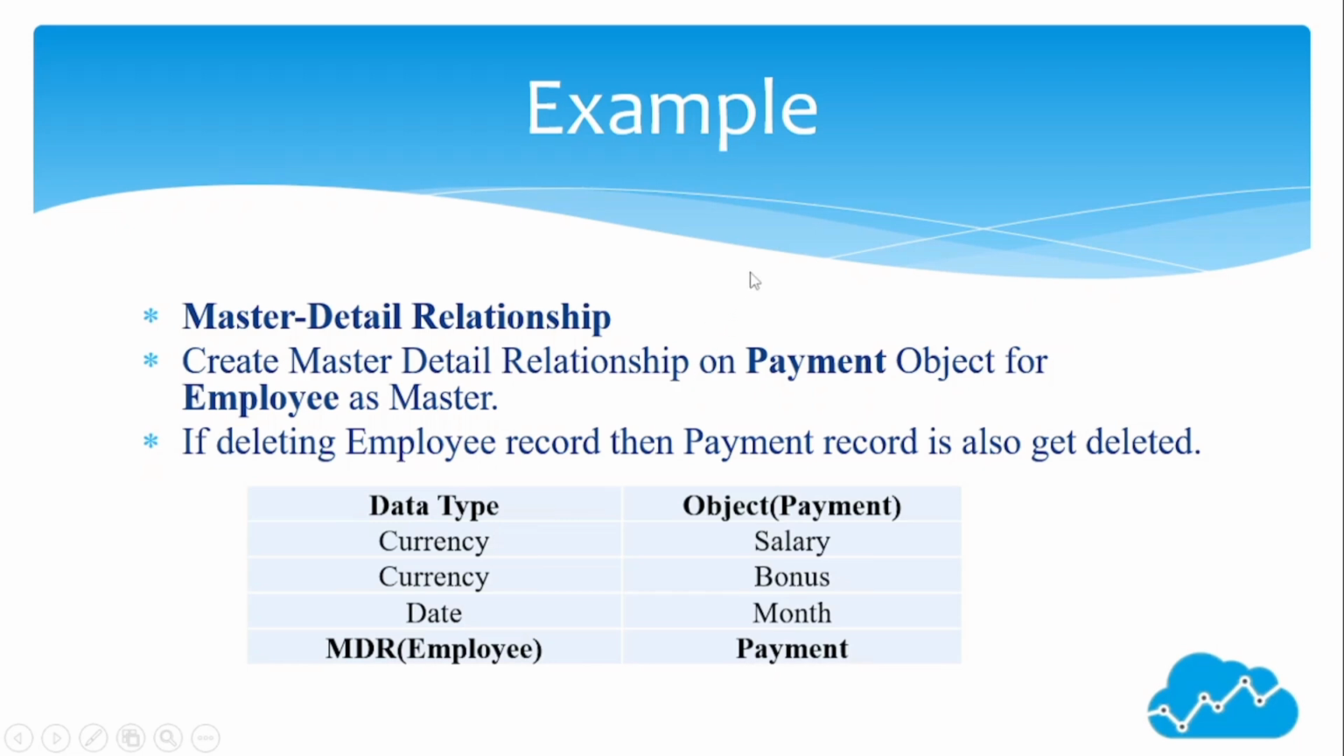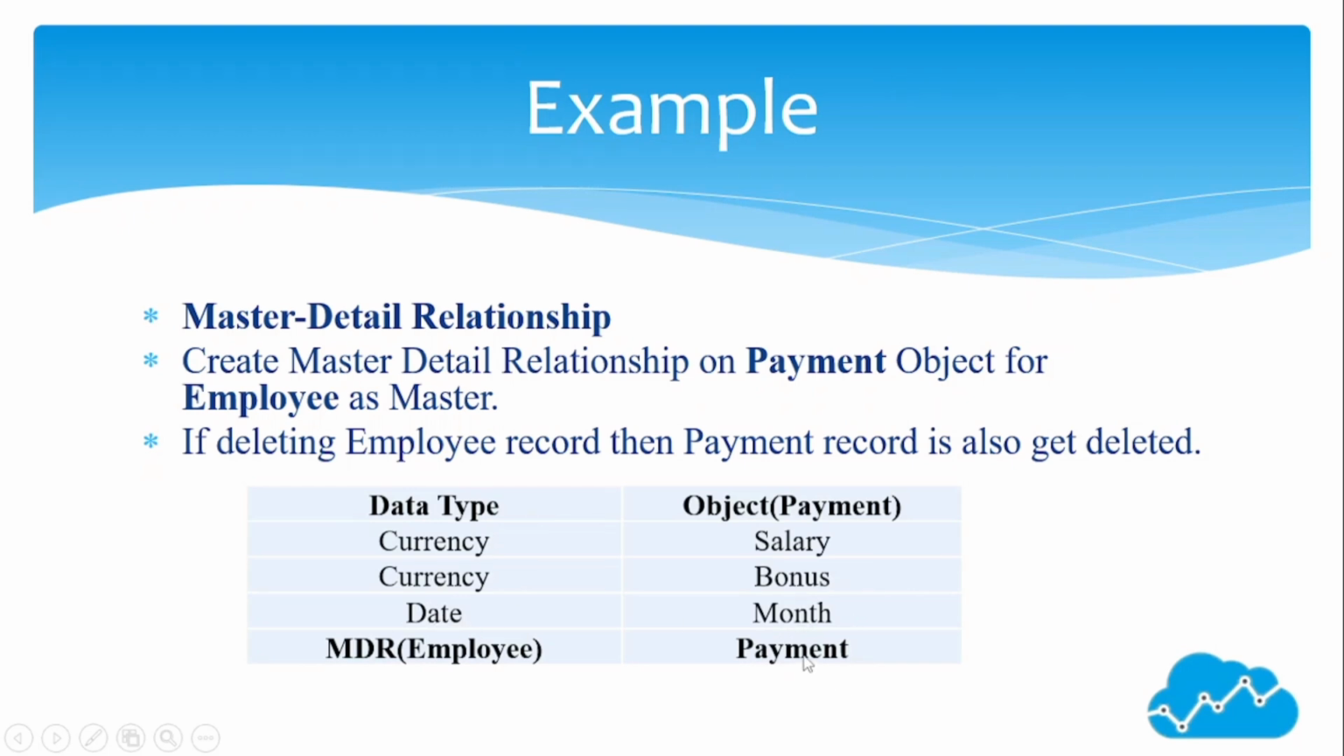So let's see an example of creating master detail relationship. Create master detail relationship on payment object for employee as master. If deleting employee record, then payment record also gets deleted. For the object payment, for the salary field we are taking the data type currency. For bonus, again taking the data type currency. For the month, it's date data type.